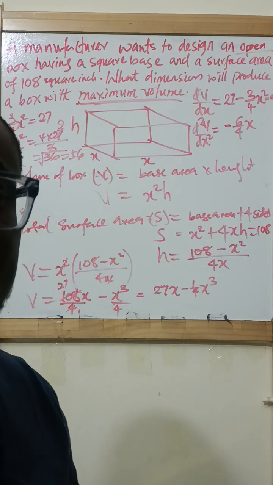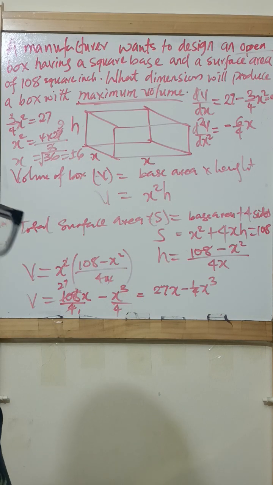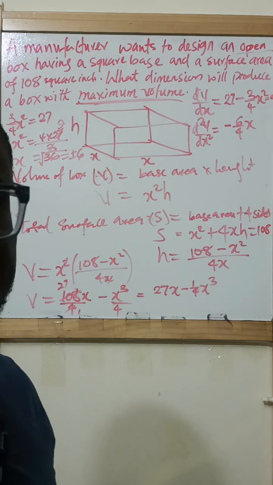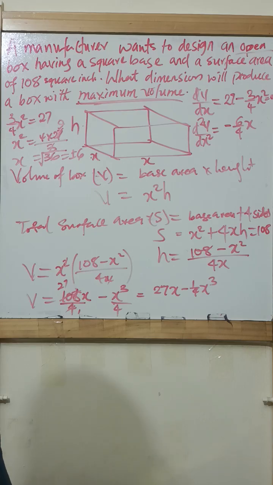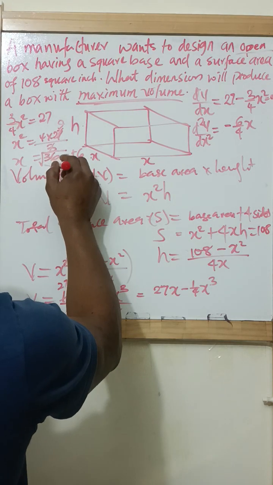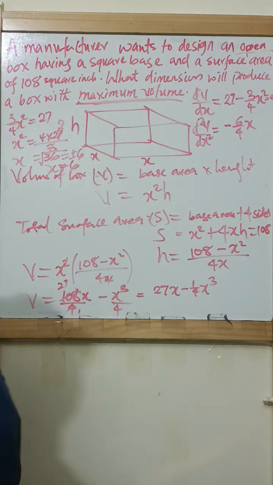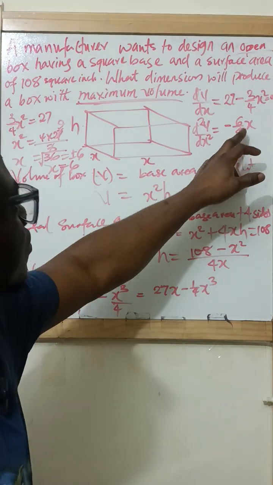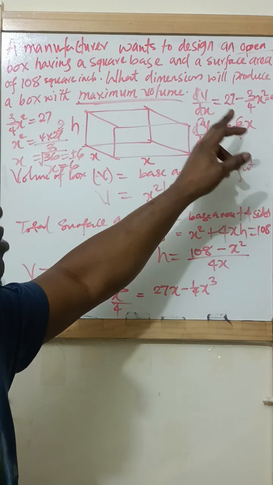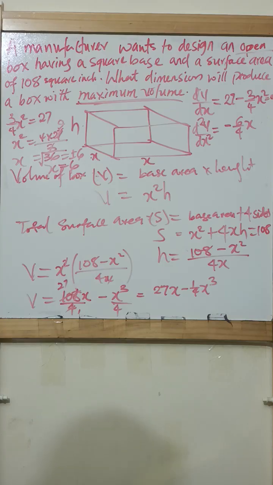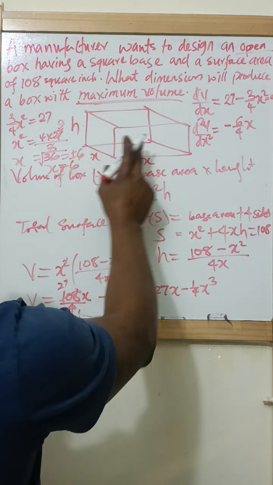But since we are dealing with a real situation, the domain of this particular expression does not go to the negative part because we don't have negative dimensions. So we only take the positive solution, so x equals 6. If you put 6 here, or whatever positive value of x you put here, this is going to be negative, which shows it is a maximum. So x is now equal to 6.